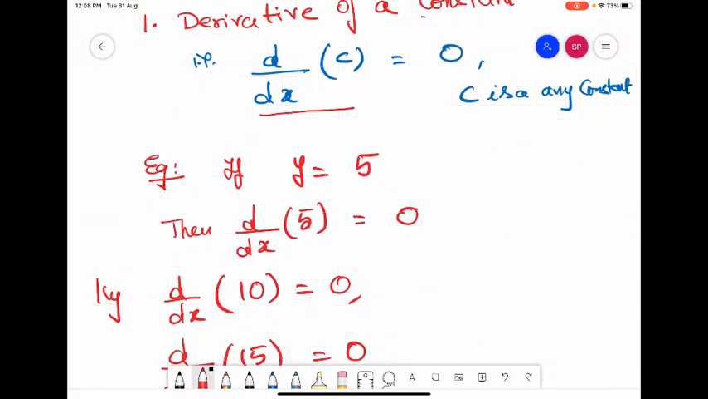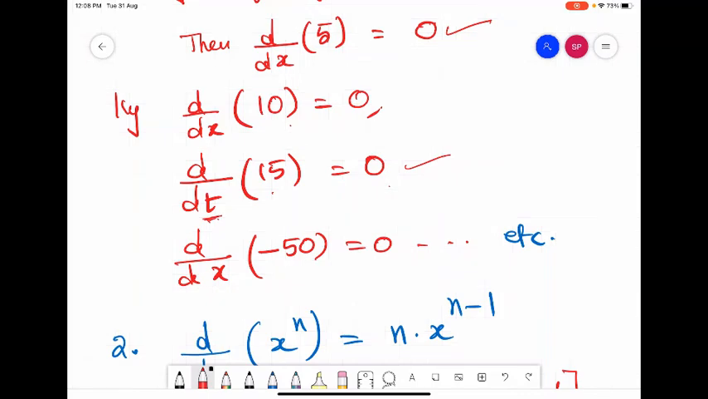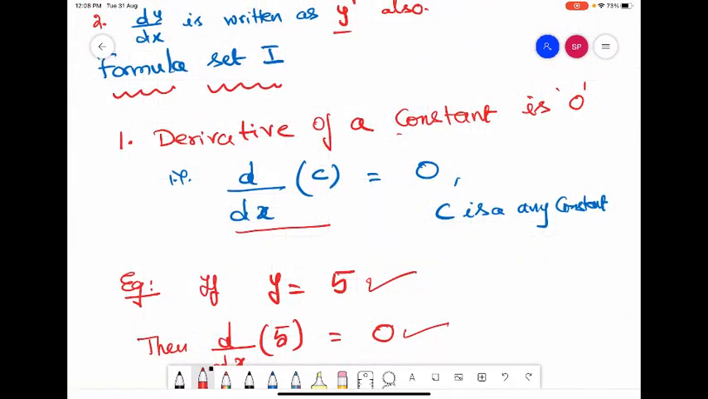For example, if I have y is equal to 5, what is d by dx of 5? As 5 is a constant, it is 0. That is the first formula. Similarly, d by dx of 10 is 0, d by dt of 15 is equal to 0, whatever may be the variable, since it is a constant. Or d by dx of minus 50 is equal to 0. So remember that the derivative of a constant is always 0.